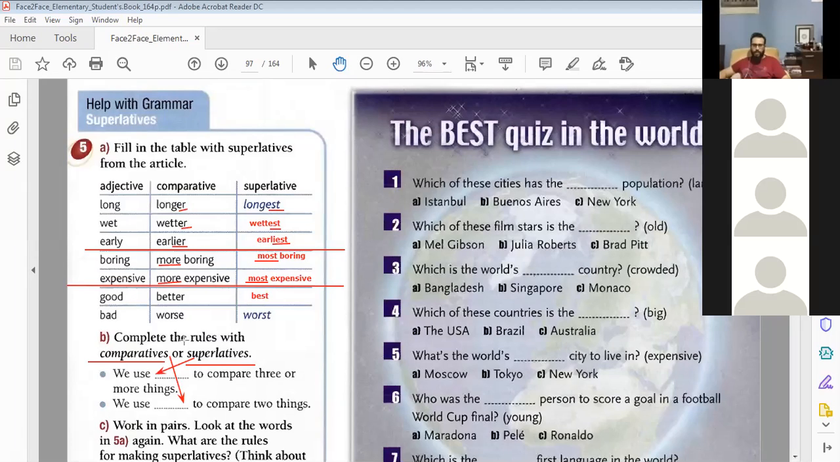What do we call these adjectives? Good and bad. Are they normal adjectives? Are they regular or irregular? What do we call them? Irregular. These are irregular adjectives. What does it mean when we say irregular adjectives? What does it mean, irregular adjectives?